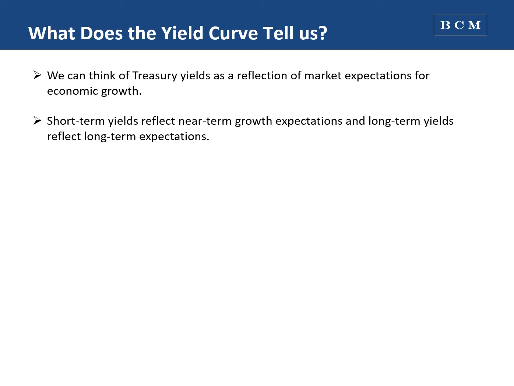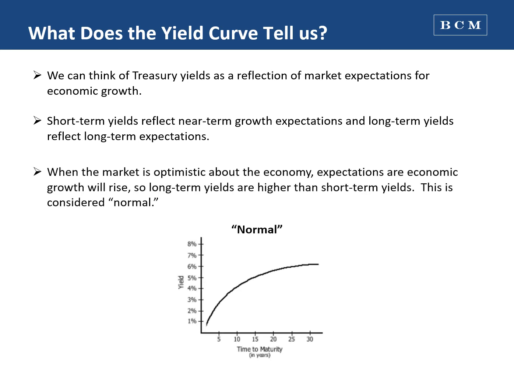So we know what the yield curve is, we know what it's made of, but what does it all mean? Well, in simple terms, we can think of the yield curve as a reflection of economic growth expectations. And that's because Treasury yields, for the most part, are determined by market forces. So when the market has positive growth expectations, meaning the market expects growth to increase over time, then long-term yields, which reflect long-term growth expectations, will be higher than short-term yields, which reflect short-term growth expectations. And that's going to result in this positive upward sloping yield curve, which again reflects rising growth expectations over time. This positive upward slope is considered normal, and it's what the yield curve should look like most of the time.